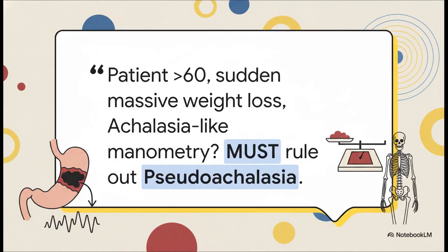And this brings us right back around to pseudoachalasia. If you get a patient over 60, the manometry looks exactly like achalasia, but the symptoms came on super fast and they've lost a ton of weight, you absolutely must rule out pseudoachalasia. It's almost always a tumor at the GE junction physically blocking the pipe and mimicking the whole thing.